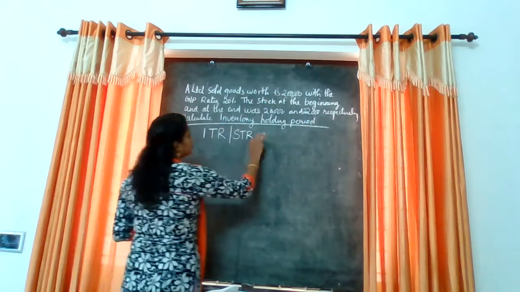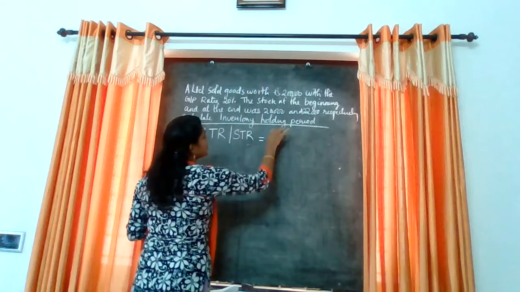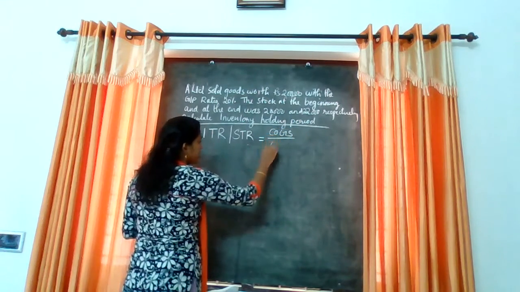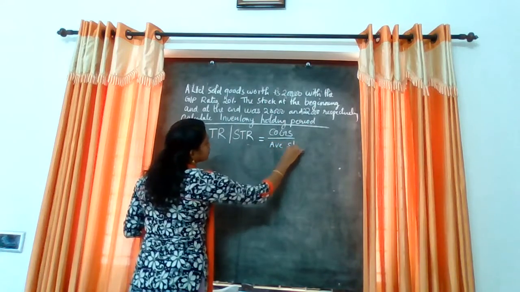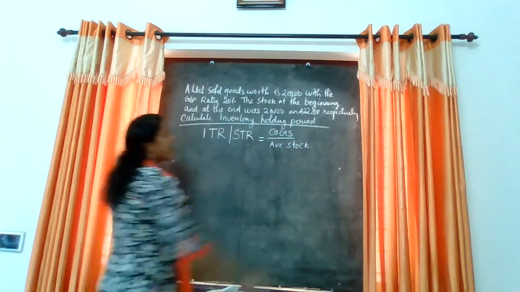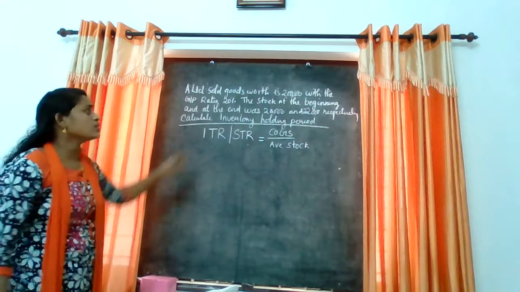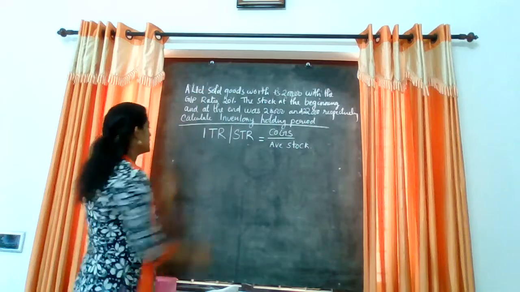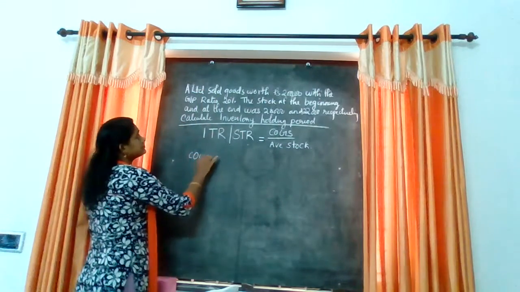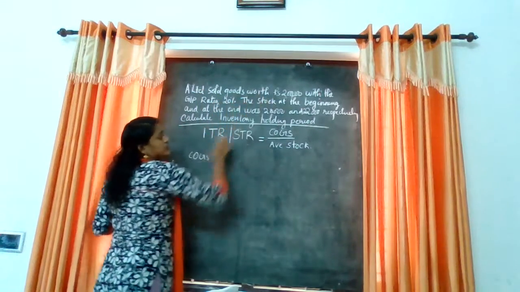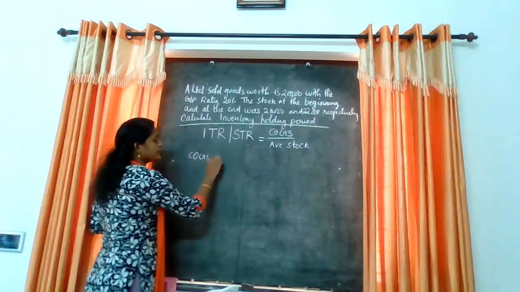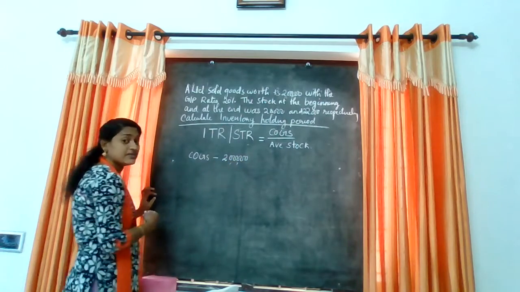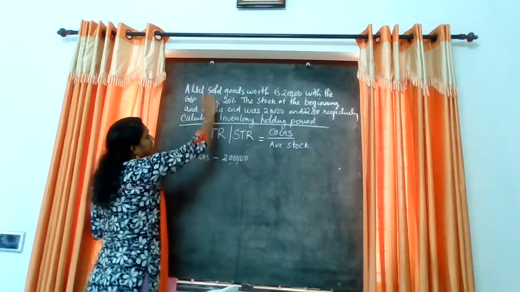Inventory turnover ratio is equal to cost of goods sold divided by average stock. What is the cost of goods sold? Cost of goods sold is directly given in the problem. Sold goods worth rupees 2 lakh, that is the cost of goods sold. Directly given. We cannot adjust anything.